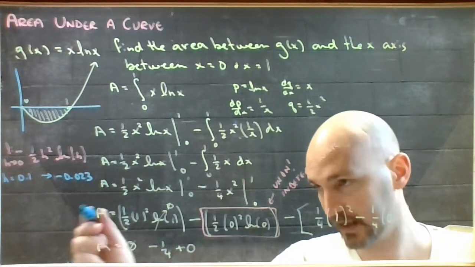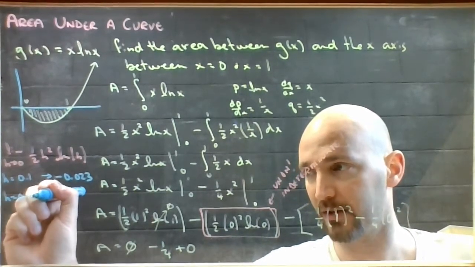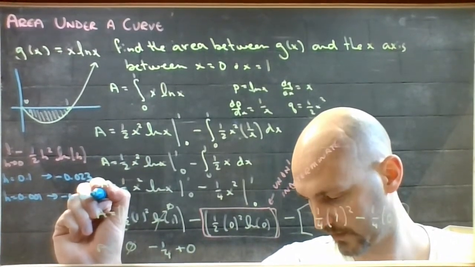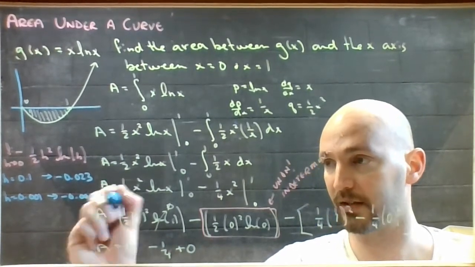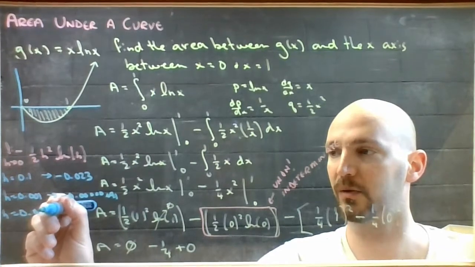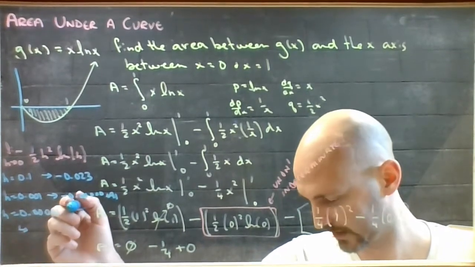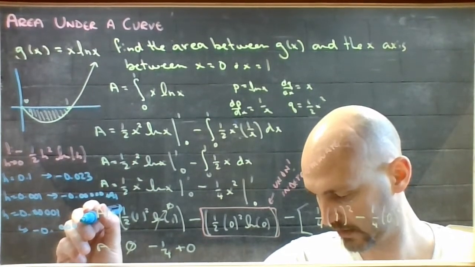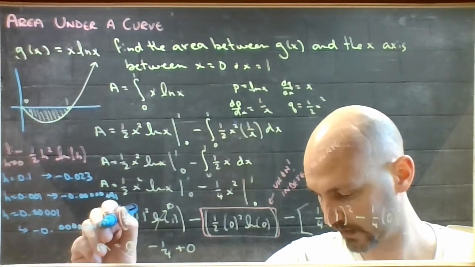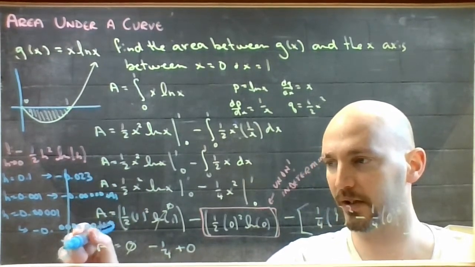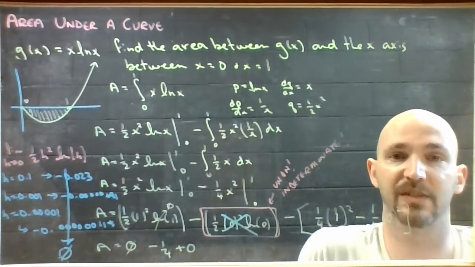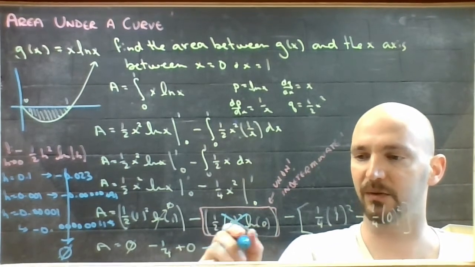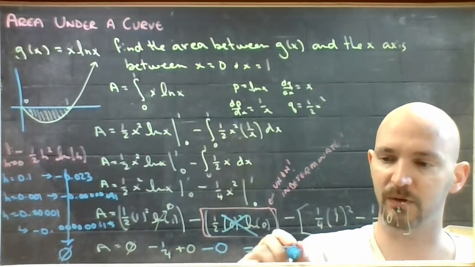And then if I tried h equals 0.001, I end up getting negative 0.000000691. And just for good measure, if I try 0.00001, I end up getting negative 0.4561115. These numbers are going away. So it turns out this thing vanishes to 0 if you use limits to solve it. So I end up with another 0 term, and my total area is negative 1/4.